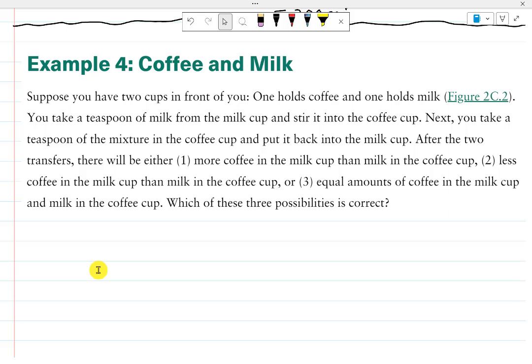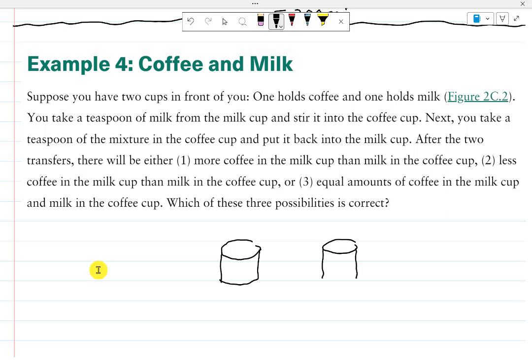So after this whole thing is done, the black coffee is just a little bit less black because of the teaspoon of milk. The milk is a little bit darker because you put this mixture back into it that was almost black. So what I propose is this. I'm going to draw a picture of 2 cups, just really, really crude pictures.